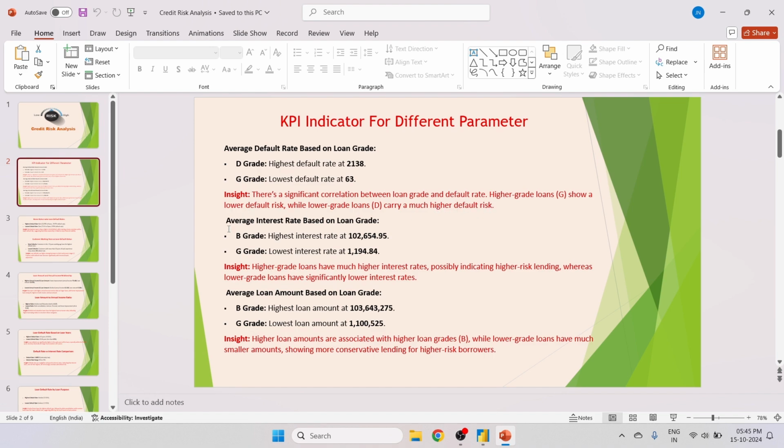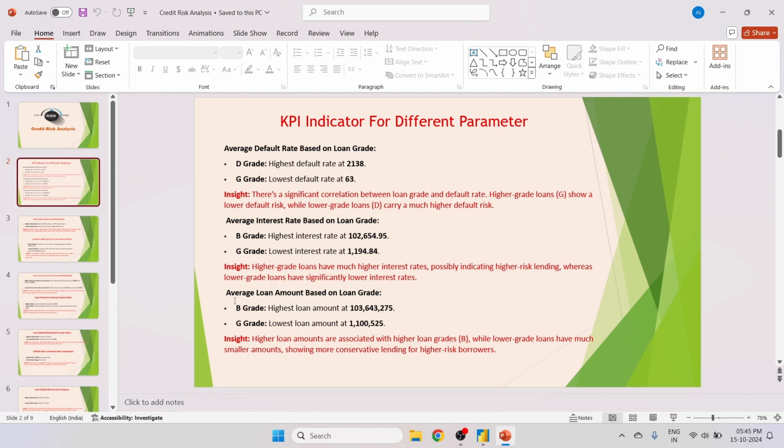Now let's move to the second KPI, average interest rate based on loan grade. B grade has the highest interest rate at 102,654.95, and G grade has the lowest interest rate at 1194.84. Insight from this KPI is that the highest grade loans have a much higher interest rate, possibly indicating high risk lending, whereas lower grade loans have significantly lower interest rates.